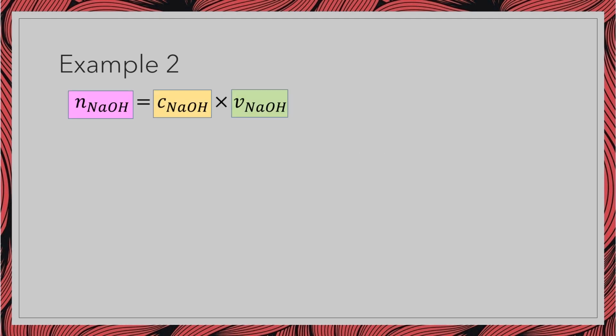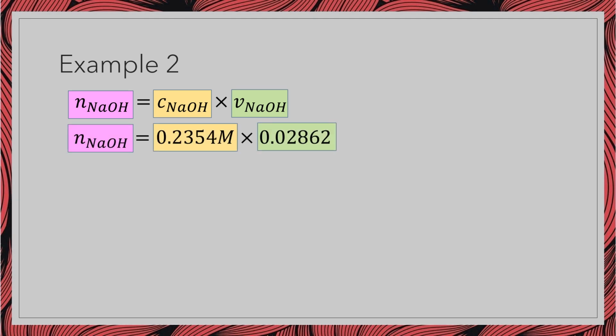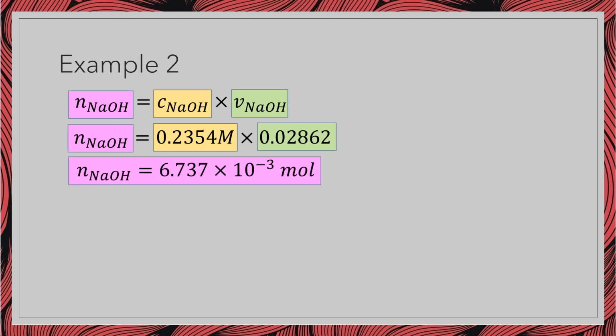Firstly, following our flowchart, calculate number of moles of sodium hydroxide through concentration and volume. So we have concentration and volume, multiply them together, we get that. So number of moles of sodium hydroxide is 6.737 times 10 to the negative 3.